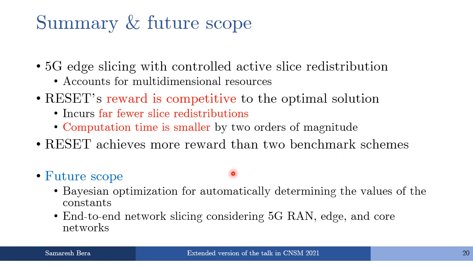As a future scope of this work, we plan to use Bayesian optimization for automatically determining the values of the constants for the request selection and the edge cloud selection. And we also plan to focus on end-to-end network slicing, considering 5G radio access network, edge, and core networks. This problem is much more challenging when we consider end-to-end network slicing because of the dynamic nature of the radio access network.